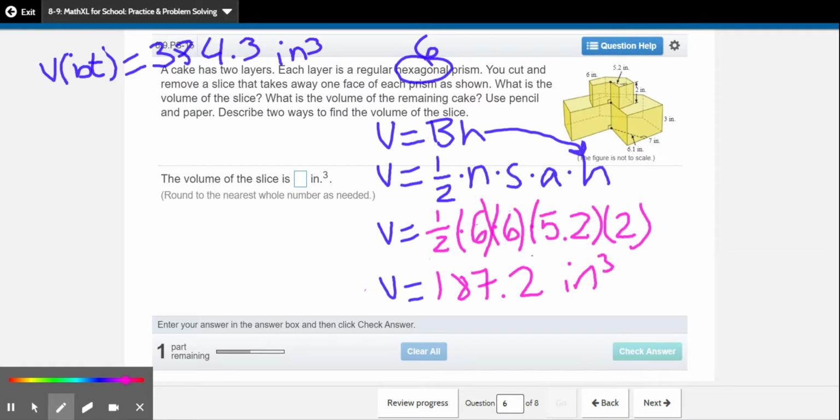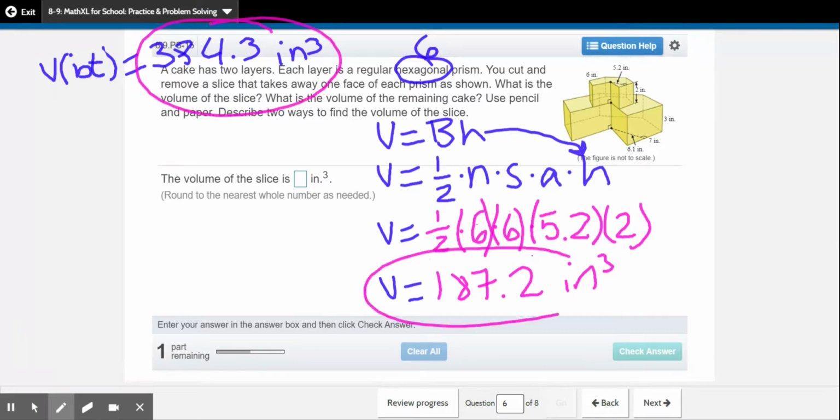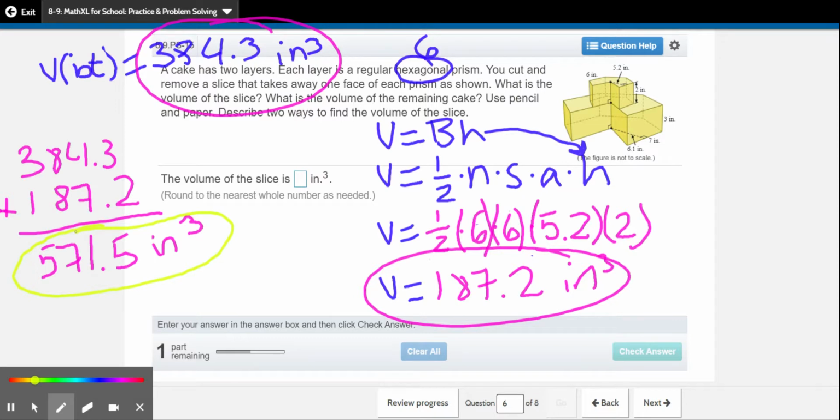So we're going to take the volume of the bottom part and the top part and add them up together. So when we add them together, we get 571 5/10 inches cubed, but that's for the whole thing. Again, we're talking about only one slice. So they took a slice from one side out of 6. So we're going to take this number and divide by 6, and that's going to be our answer.